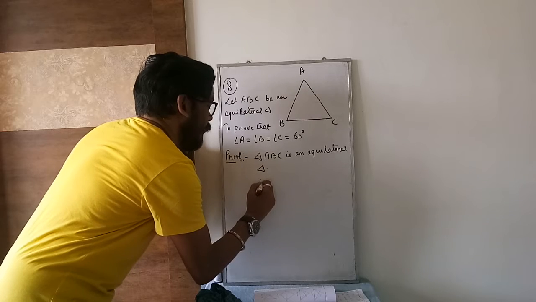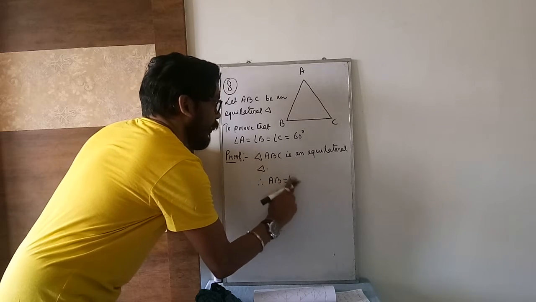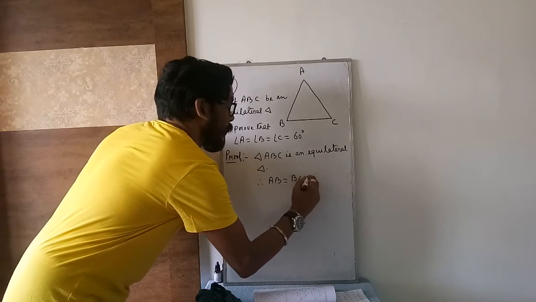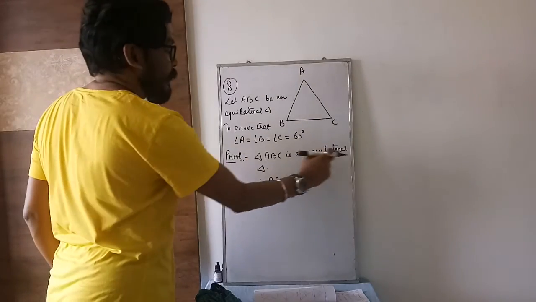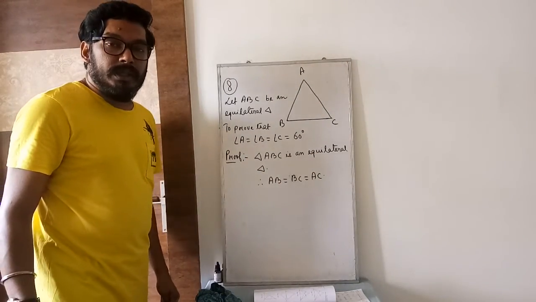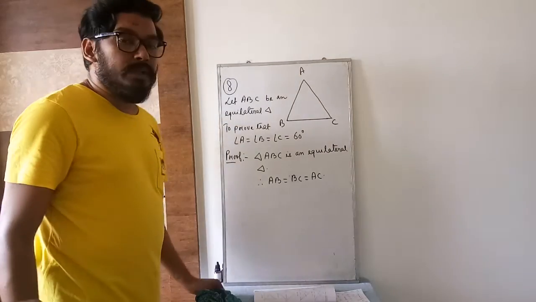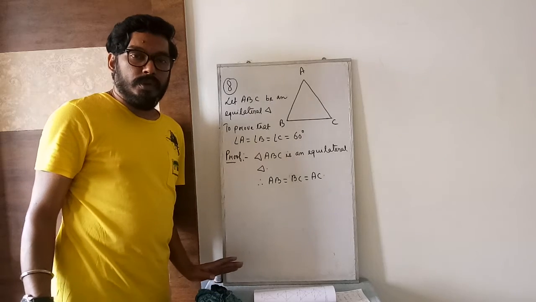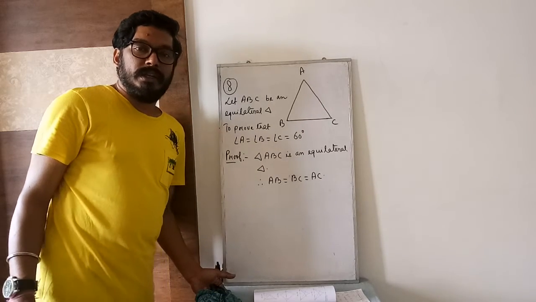Equilateral triangle. Therefore AB equal to BC equal to AC. Okay, triangle ABC is an equilateral triangle, therefore AB equal to BC equal to AC, because each side of an equilateral triangle is equal to each other. All the sides of an equilateral triangle are equal. This we all know, we got in lower class. Equilateral triangle means a triangle whose all sides are equal.